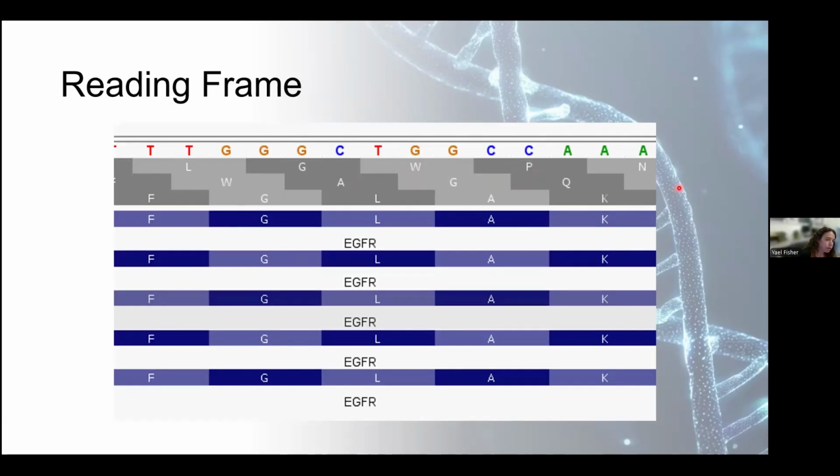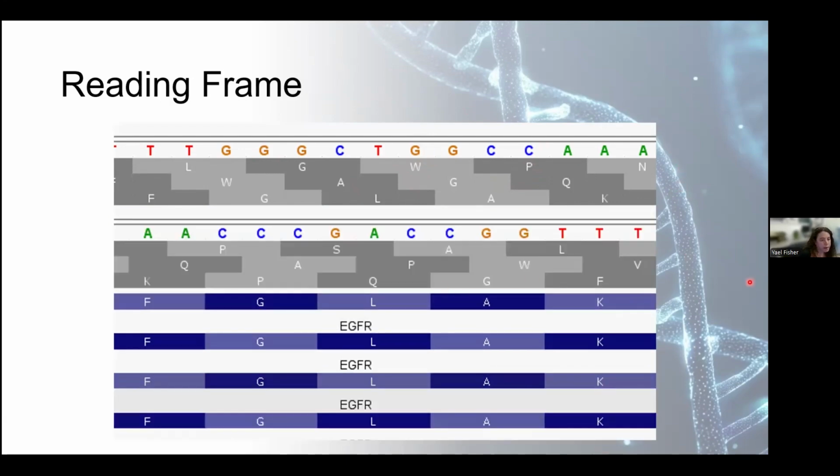But remember that both strands of DNA may encode the protein. So actually, for each sequence of DNA, we have 6 possible reading frames, 3 on the sense and 3 on the antisense strand. So any change in the reading frame might create a very different resulting protein.